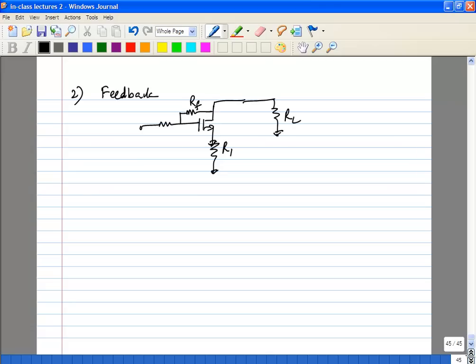Forget about biasing for now. We'll just look at the signal quantities. So we add some kind of feedback resistor RF. Using that, you can match your input to 50 ohms.